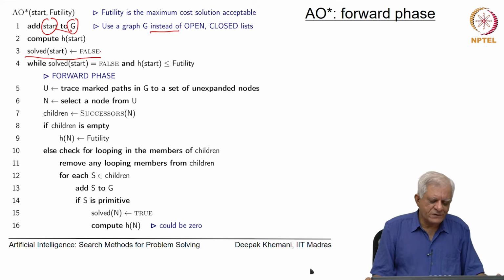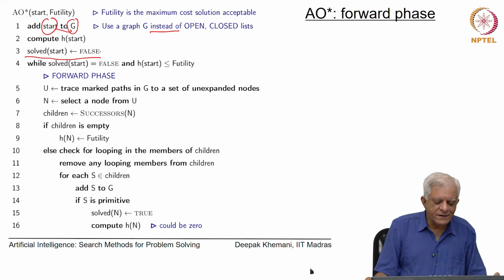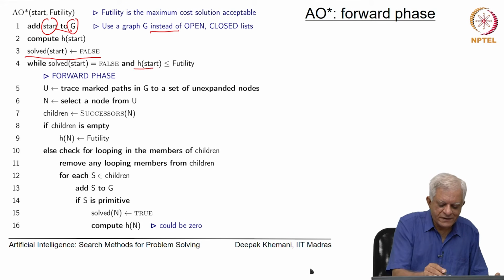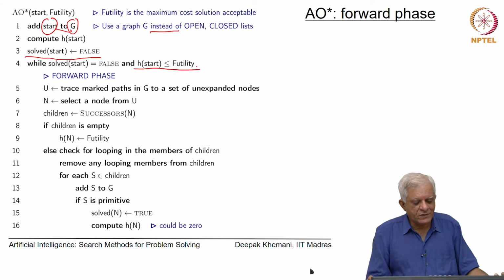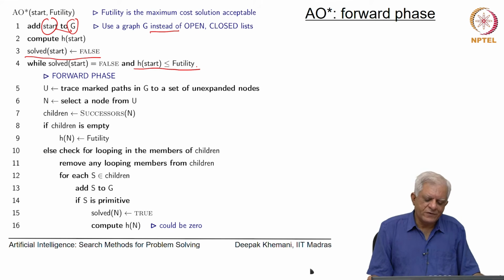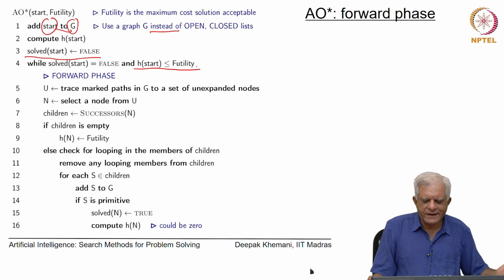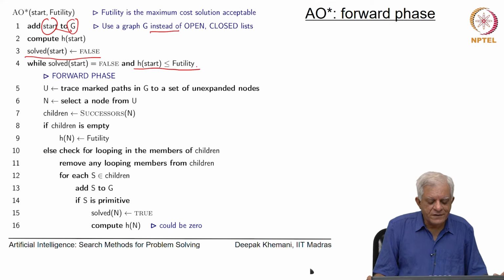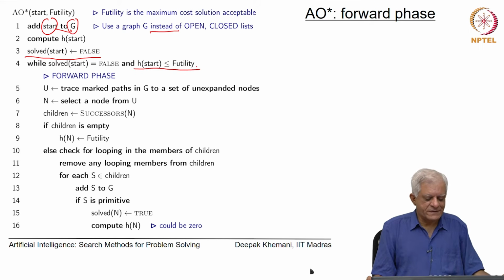So, as long as the root is not solved, we proceed, and this is exactly like what we were doing in PPL star, but we have put in another condition, that the estimated cost of solving the node should be less than some acceptable cost, which we call futility. Futility is some cost beyond which we say that we are not interested in a solution. It could be a very high value, or it could tend to infinity if there is no solution; even then you would label it as futility. But basically, beyond a certain cost, you are not willing to work on the problem any further.